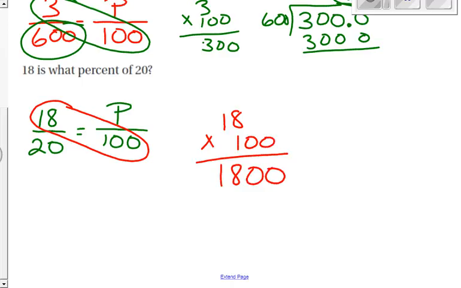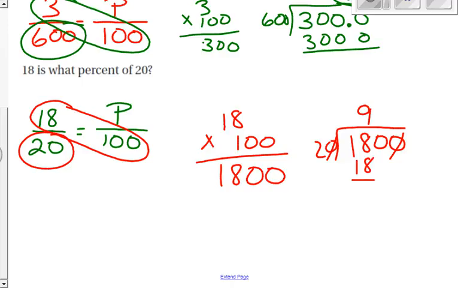And now we're going to divide that by 20, which is the number that was left over. We have a 0 at the end of both of them, so we can take that off. 2 goes into 18 9 times. We have a 0 left over. 2 goes into 0 0 times, so we end up with 90%.